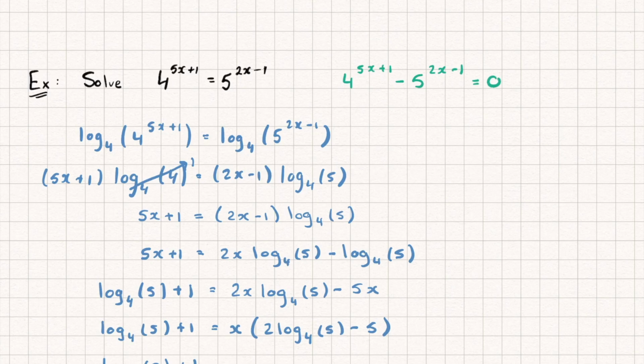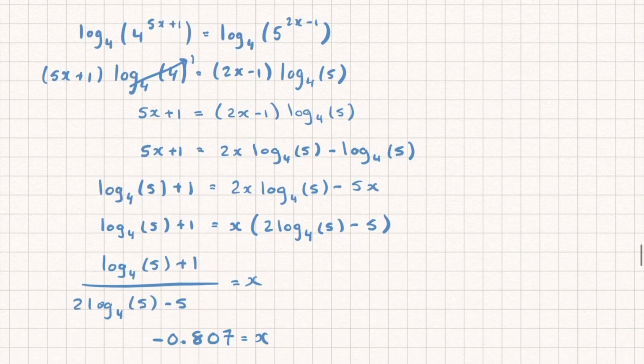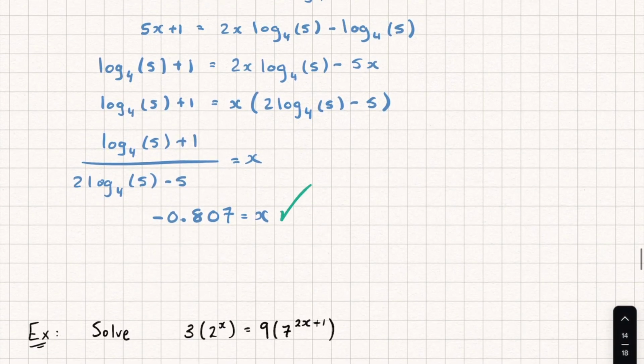And what I'm going to do is type this into my calculator, and wherever there's an x, I'm going to use the answer button on my calculator. So I get 4 to the power of 5 times answer plus 1 minus 5 to the power of 2 times answer minus 1, and my calculator tells me that's 0, which means the answer we got must be correct.